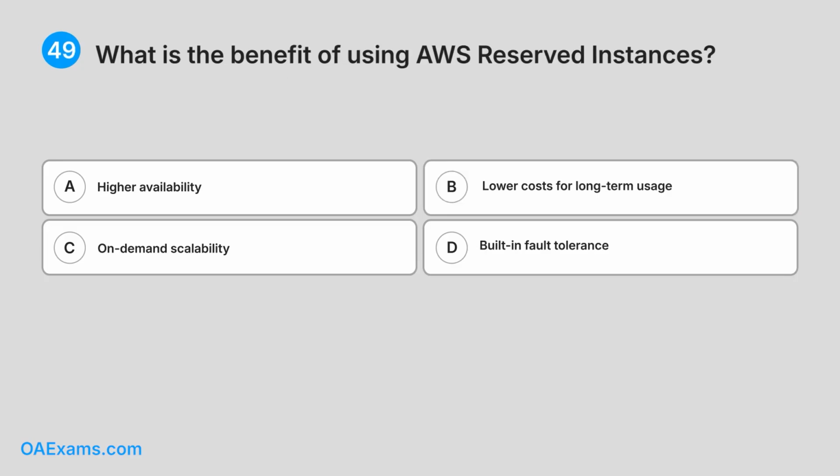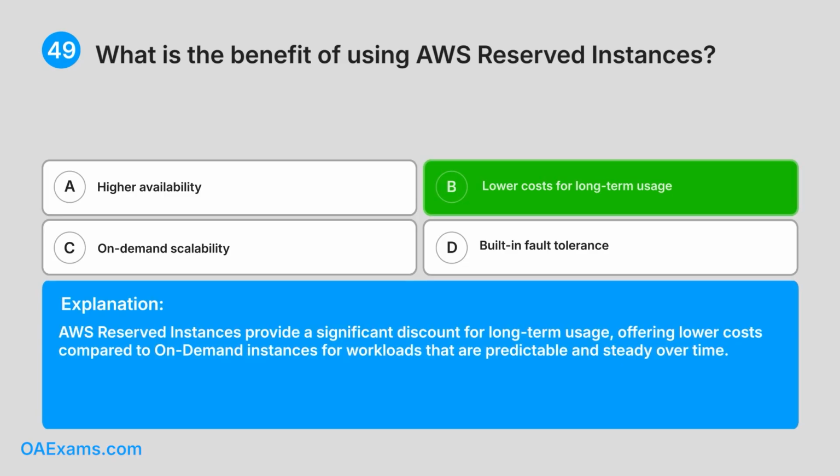49. What is the benefit of using AWS reserved instances? A. Higher availability. B. Lower costs for long-term usage. C. On-demand scalability. D. Built-in fault tolerance. What do you think is the answer? Correct answer. B. Explanation: AWS reserved instances provide a significant discount for long-term usage, offering lower costs compared to on-demand instances for workloads that are predictable and steady over time.